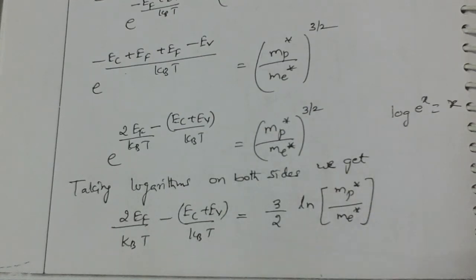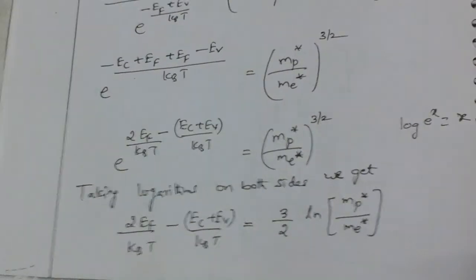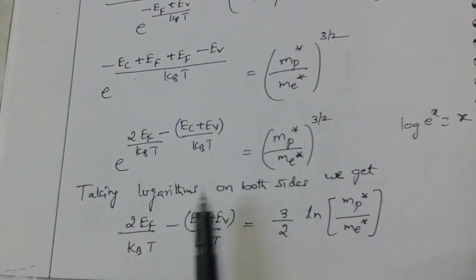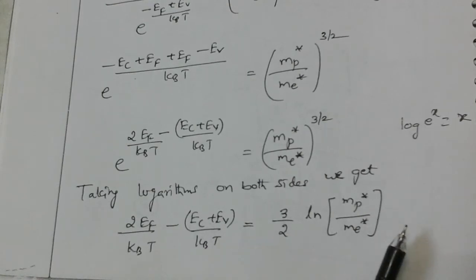That's why we got the logarithm. Now this value is this value minus (EC plus EV) by KVT; you have to send that to the other side. Then the minus becomes plus. So then what happens? 2EF by KVT is equal to, like that you will get it. You can see that this entire term, minus of (EC plus EV) by KVT, we are taking to the right side of the equation. Then this minus becomes plus.